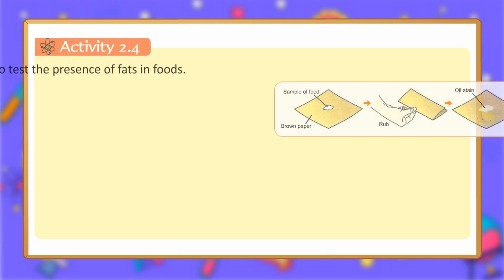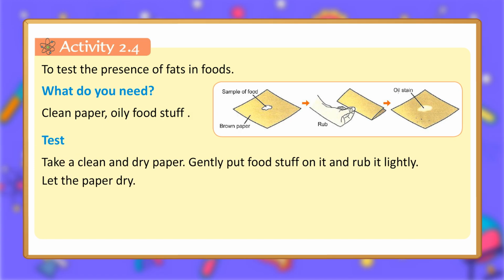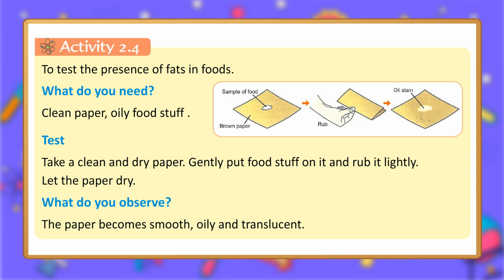Activity 2.4. To test the presence of fats in foods. What do you need? Clean paper, oily foodstuff. Test. Take a clean and dry paper. Gently put foodstuff on it and rub it lightly. Let the paper dry. What do you observe? The paper becomes smooth, oily and translucent. Sample of food. Brown paper. Rub. Oil stain.